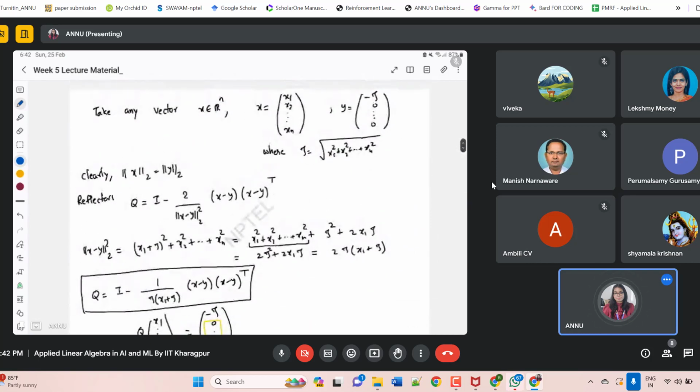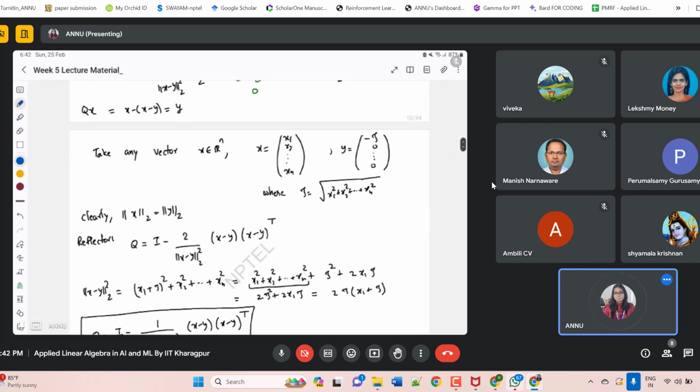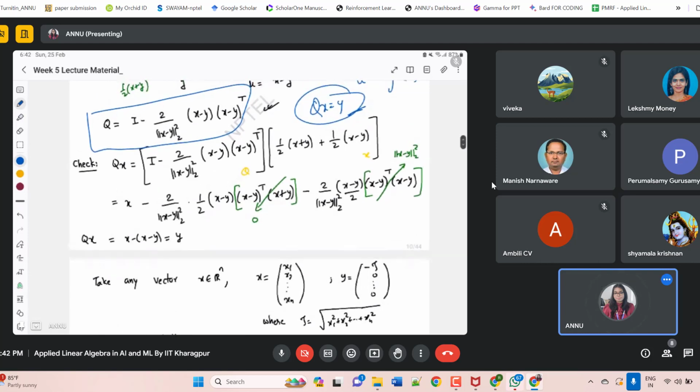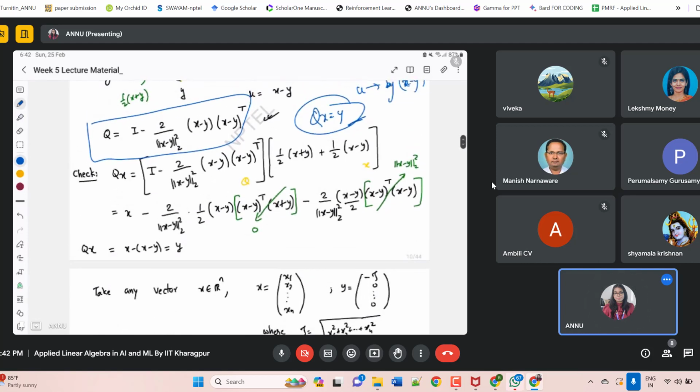I hope this is clear. Qx equals y is there, so you have to first check with some values also. Let's see. I minus 2 divided by mod of x minus y square, times x minus y multiplied by x minus y transpose, and then you multiply with x. You can write this x vector as 1 by 2 (x plus y) plus 1 by 2 (x minus y). If you solve this further, you get y.